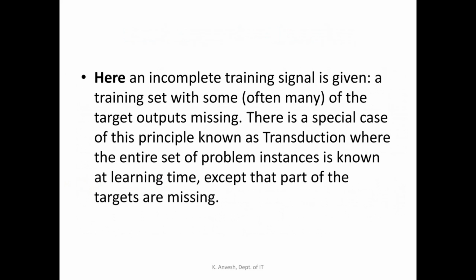Here an incomplete training signal is given, a training set with some, often many, of the target outputs missing. There is a special case of this principle known as transduction, where the entire set of problem instances is known at learning time, except that part of the targets are missing.